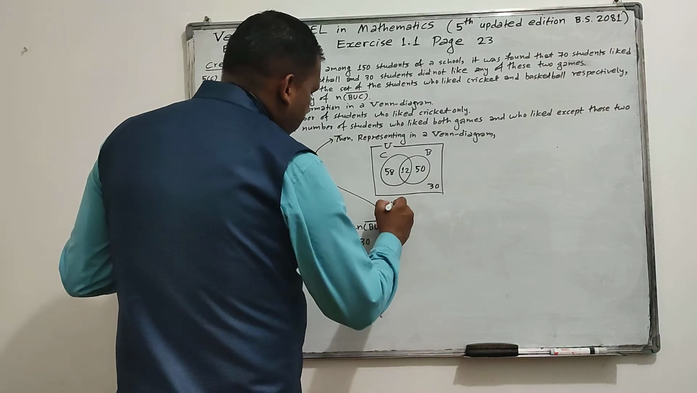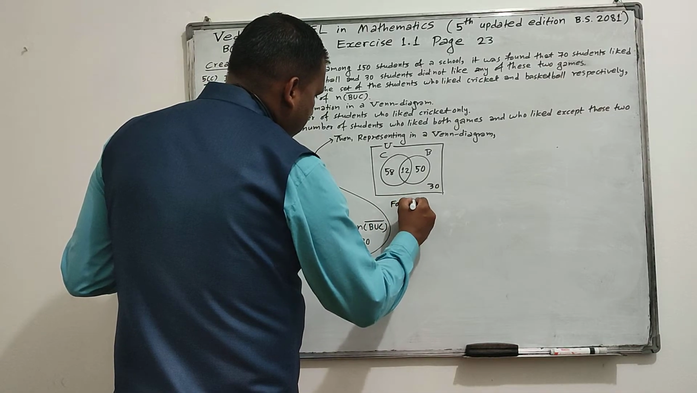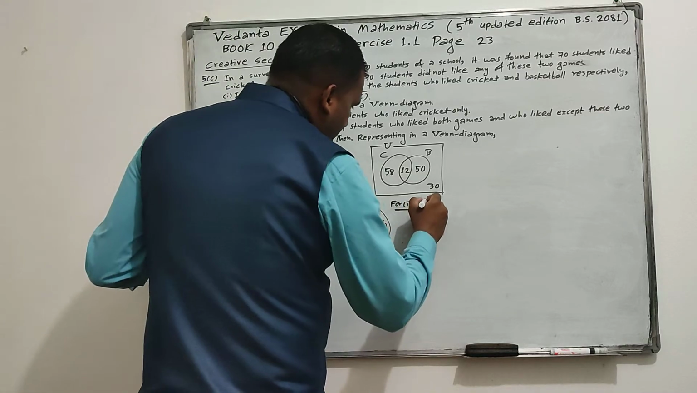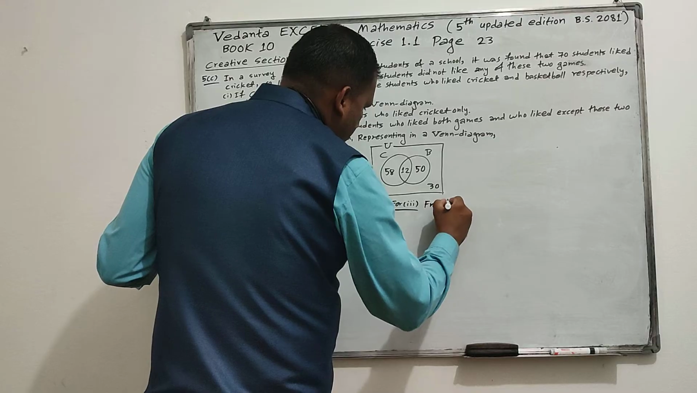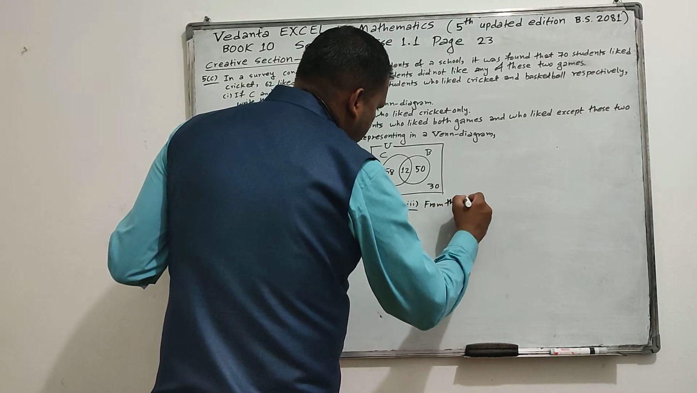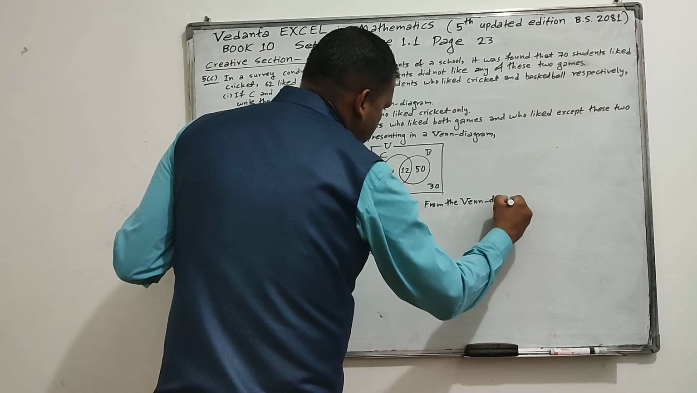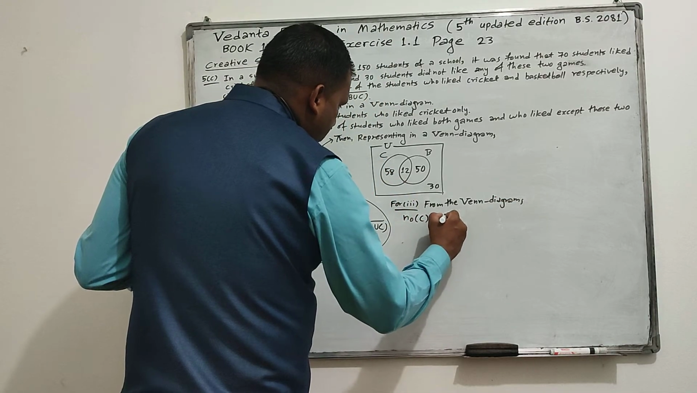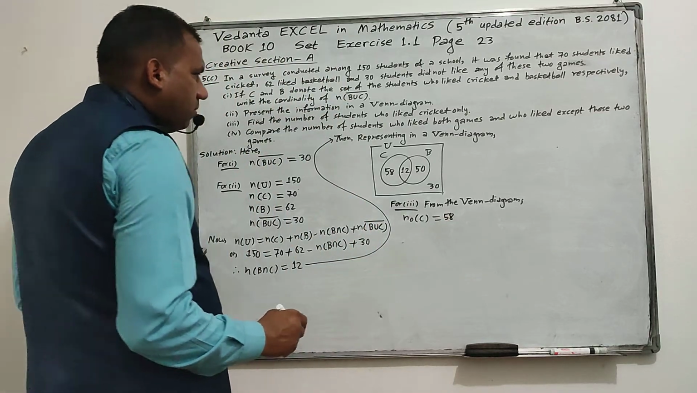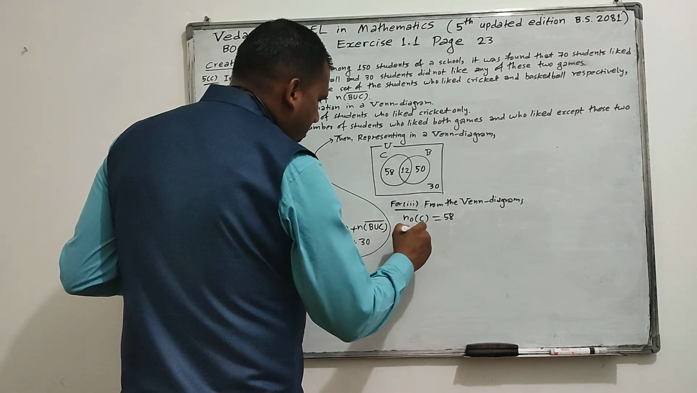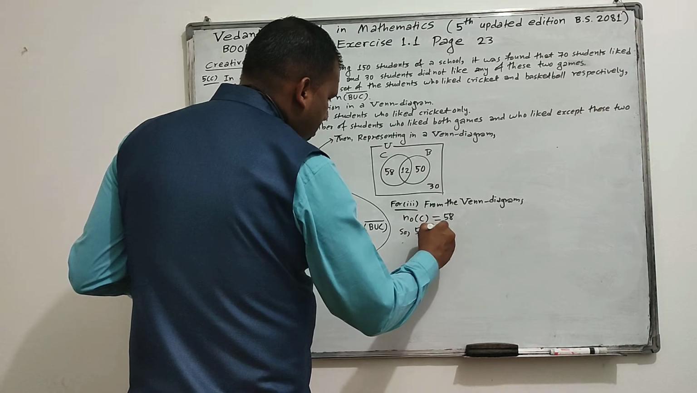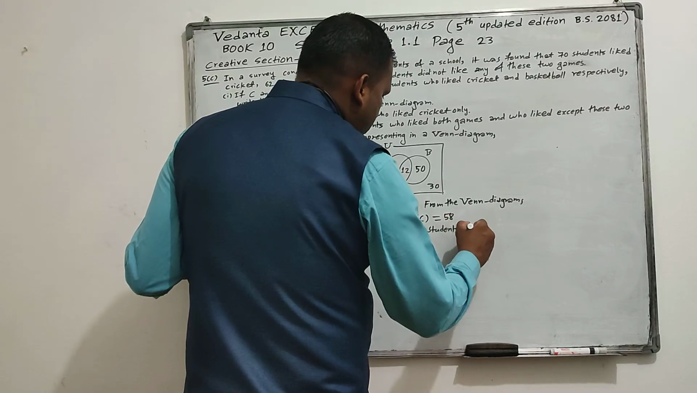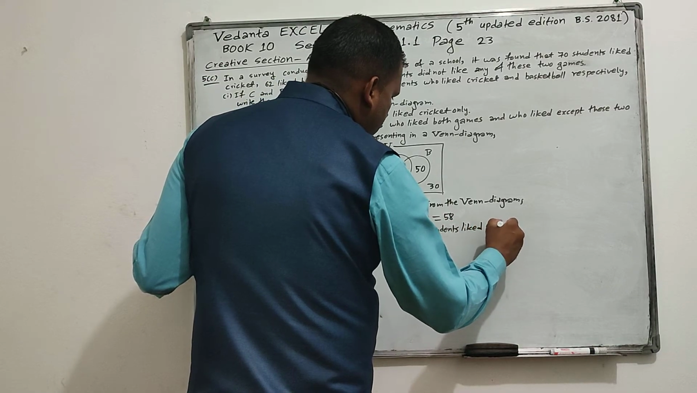Now for 3, find the number of students who like cricket only from the diagram. From the Venn diagram, who like cricket only is 58. So 58 students like cricket only.